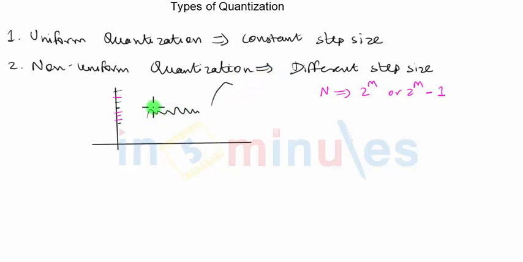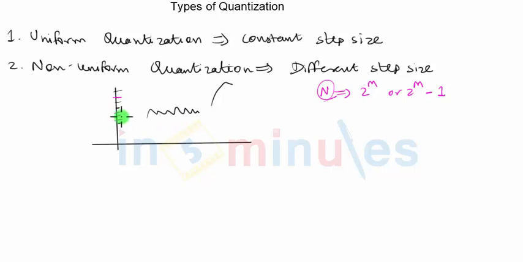So to take more information from the region where signal is changing by small values, we should have smaller step size, and in the region where signal is changing by large values, we can have larger step size. And by doing this, we can use the same number of bits and hence same number of levels and can carry out the quantization with the help of reduced quantization error.